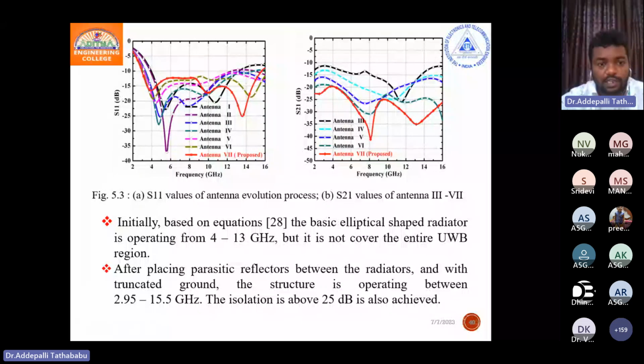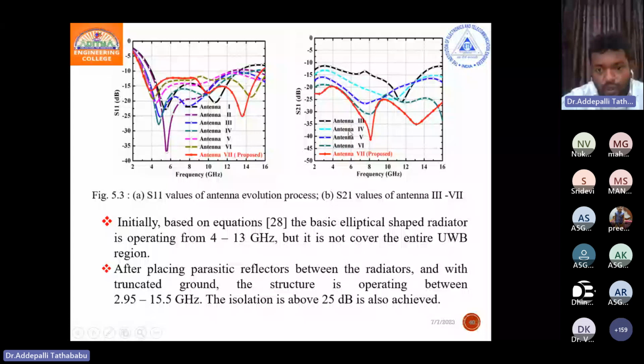Those are connected between the two elements. So the lower cutoff frequency will reduce, will move to the lower band. How it moves: due to reflections, the surface currents flowing on the antennas are disturbed, so it increases the electrical path length, and then the lower frequency will reduce.